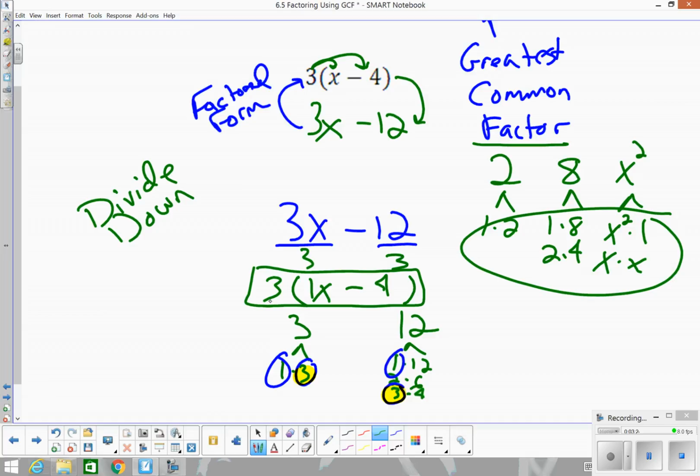If I ever want to check, I could just multiply it out. 3 times x is 3x. 3 times negative 4 is negative 12. And I'm good.